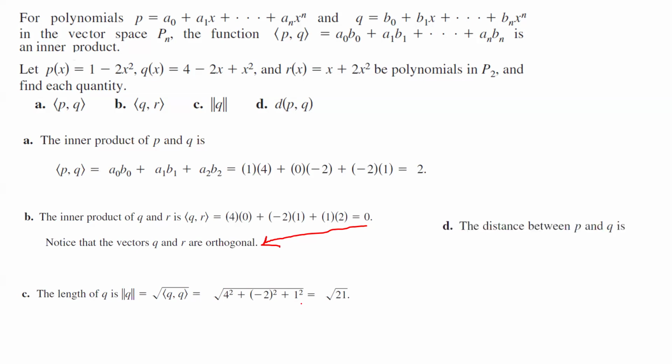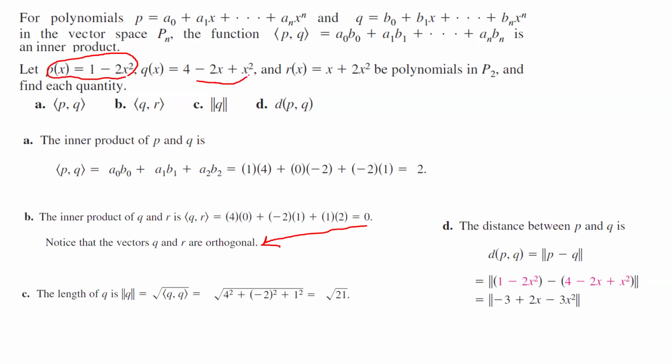And D says, what is the distance between these two polynomials? The distance between P and Q is the norm of P minus Q. Well, if I just do the subtraction between P and Q, this is my P, 1 minus 2x squared, and this is my Q, 4 minus 2x plus x squared.